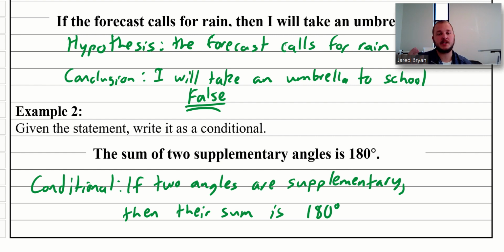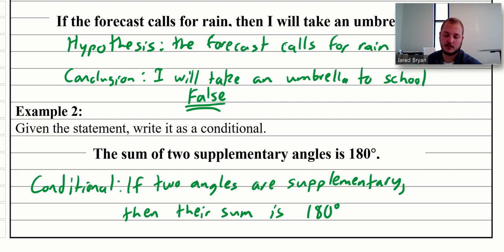Okay, and like I said, the basic idea with this is you're not always just throwing "if" at the beginning and "then" in the middle and saying, okay, here's a statement that makes sense. Sometimes you have to rearrange the words a little bit to make sure that it makes a coherent statement. If two angles are supplementary, then their sum is 180, and hopefully we understand that that is true because we just studied that in the last chapter.